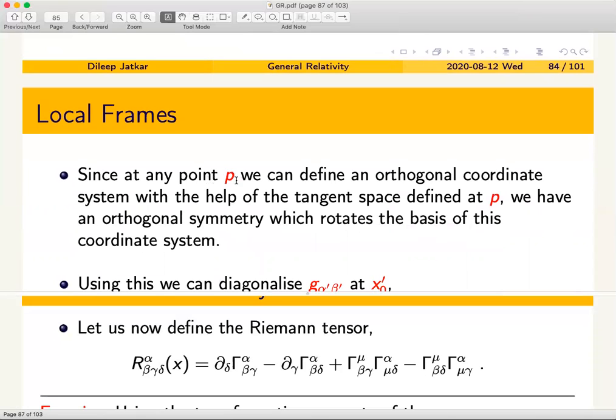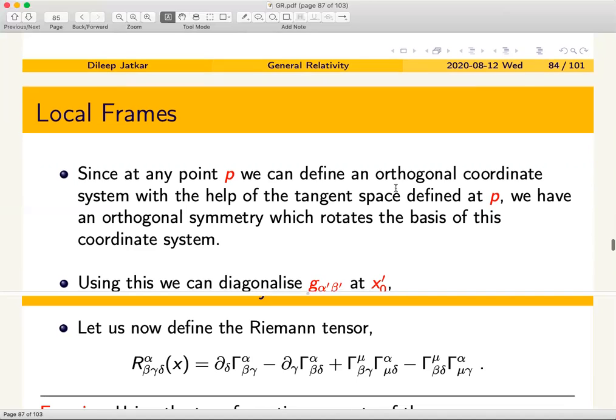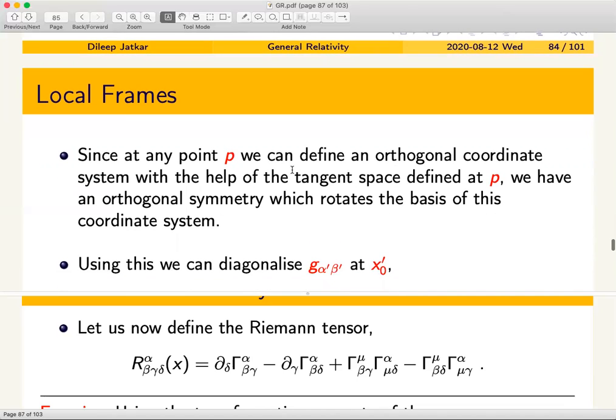We of course know that at any given point we have orthogonal coordinates defined using the basis vectors of the tangent space. Because you have this orthogonal coordinate system, you also have orthogonal symmetry, which rotates these vectors, rotates the basis of the tangent space.